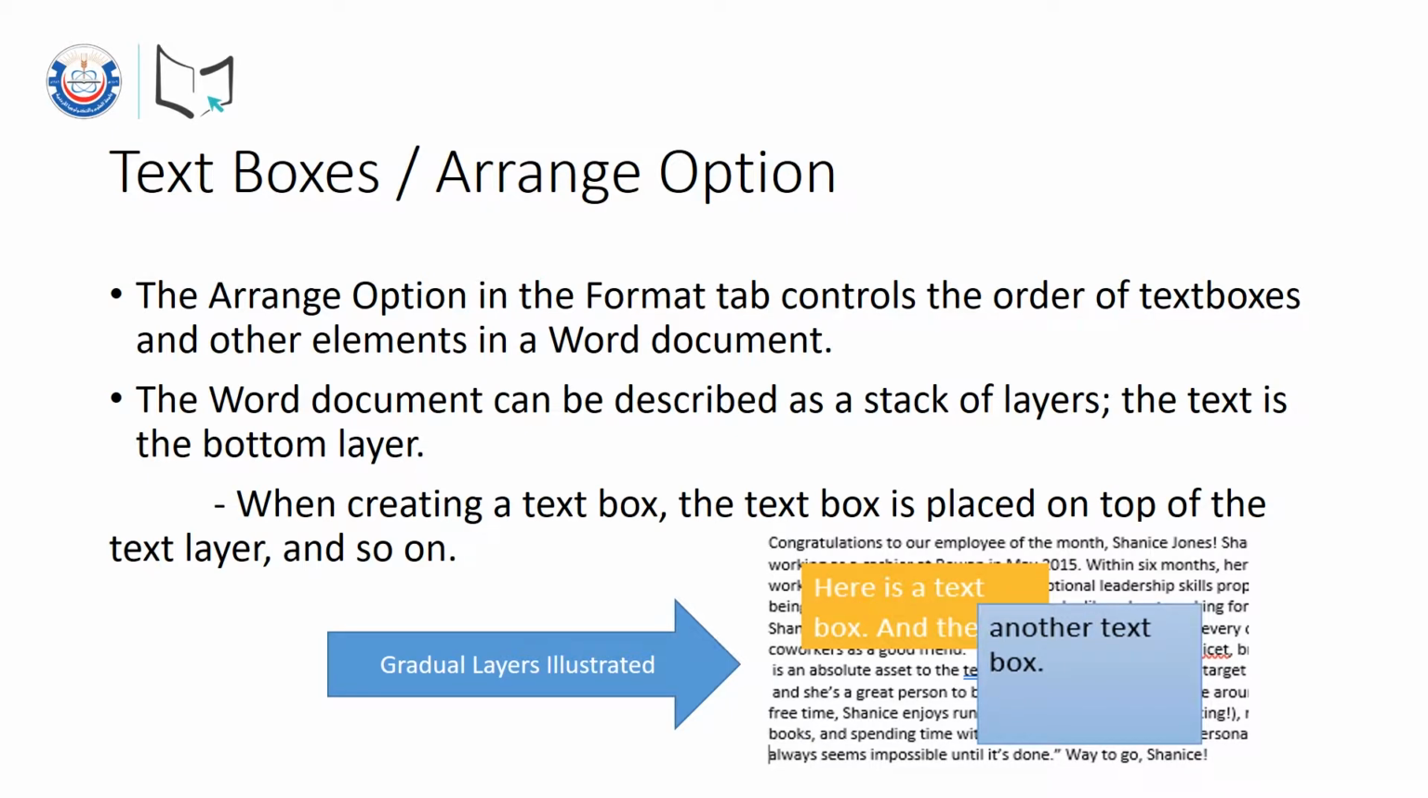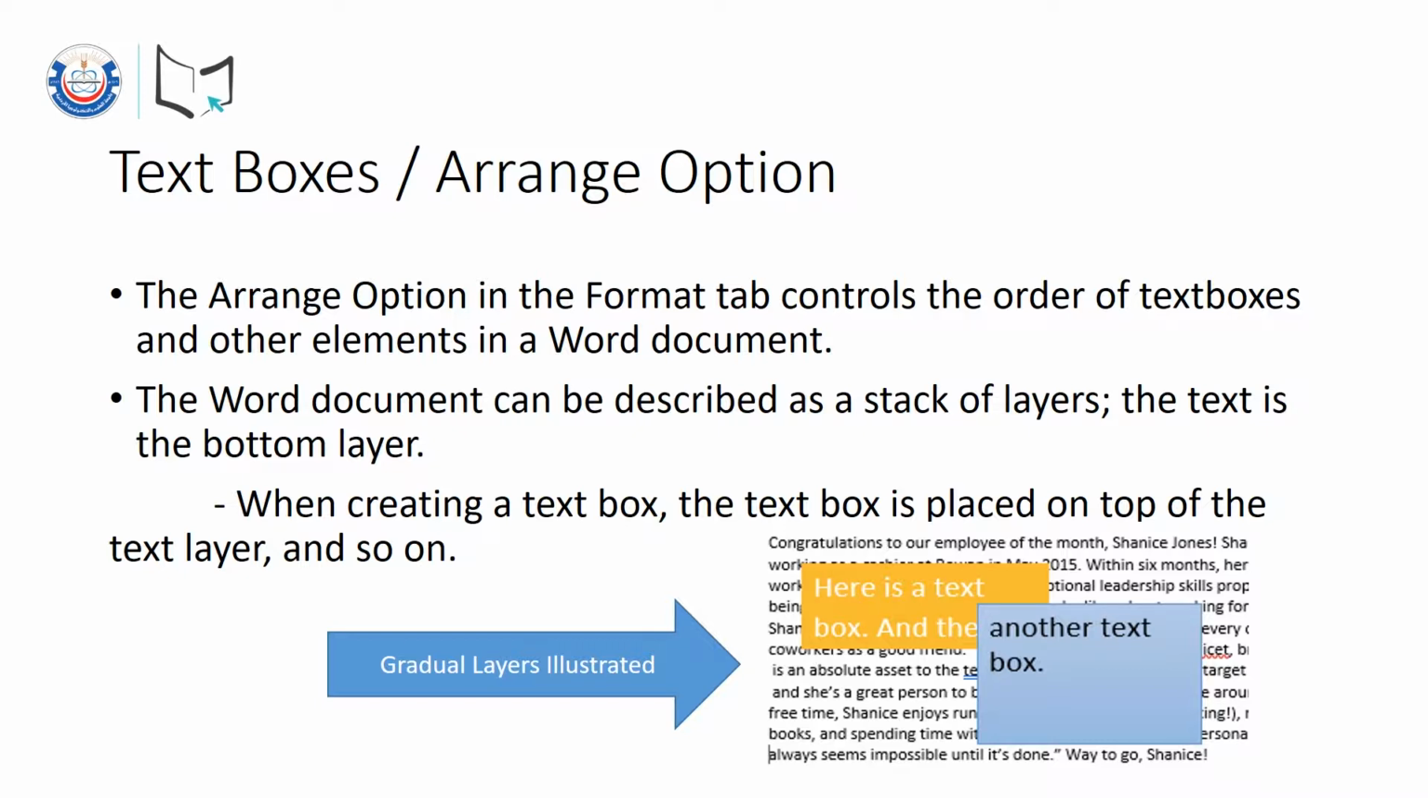Text boxes, Arrange option. The Arrange option in the Format tab controls the order of text boxes and other elements in a Word document. Although a Word document is a two-dimensional file, arranging elements requires a bit of three-dimensional thinking.